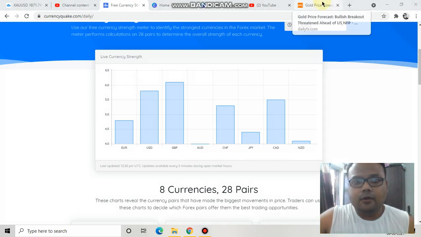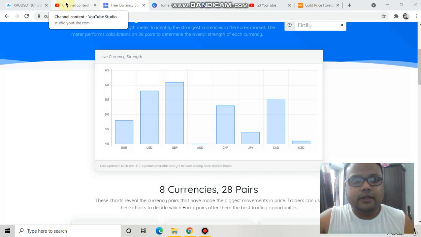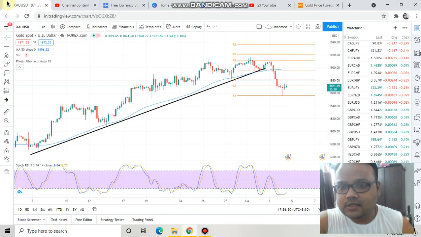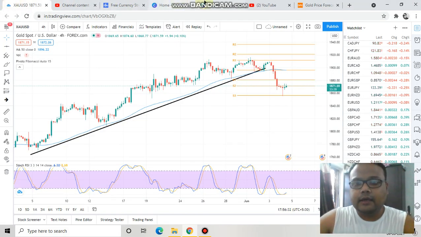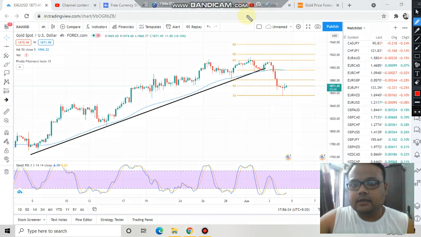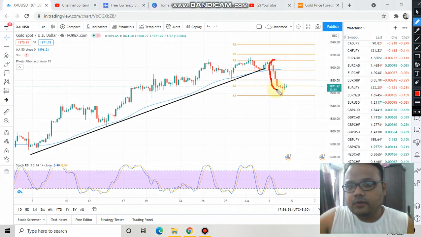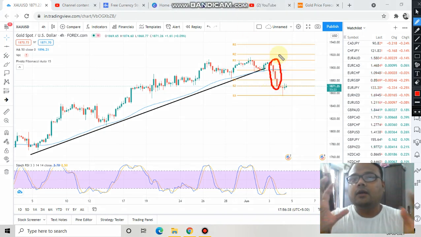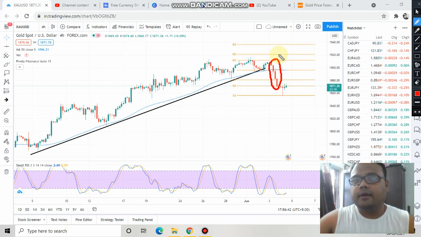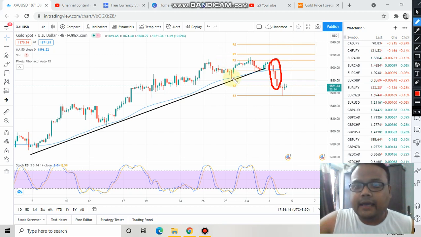Therefore, let's find out what we should do on the chart. This is the chart of gold USD. Before this fall, I would like to mention one thing. We already got the indication that something was not right with this uptrend. I would like to show you. The day before yesterday, I recommended a buy when gold touched this price level.